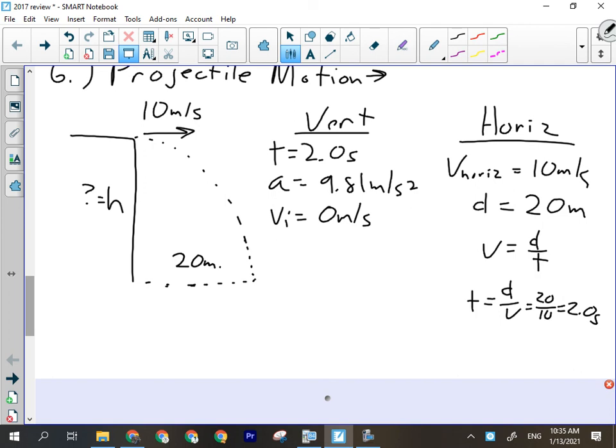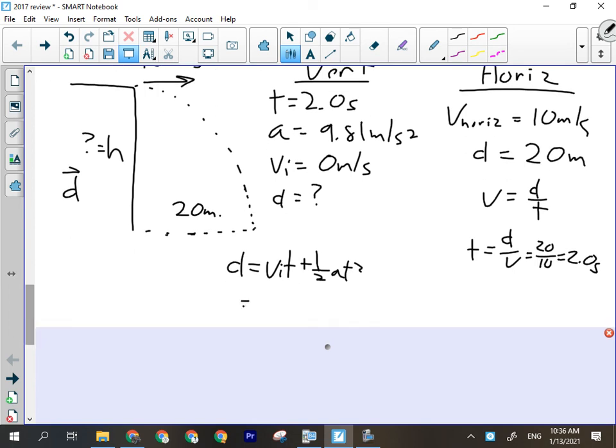I'm trying to find the height, which is essentially a vertical distance or vertical displacement. So I'm looking for D, and I've got T, A, and VI. I think the formula I want to use is this one. I have A, I have T, and I have VI, so I have everything that's in it, and I don't even have to manipulate it, it's going to solve for D. That first term is zero, because VI was zero, so I can just cancel that part off, and all I have to do is go 1/2 times 9.81 times 2 squared.